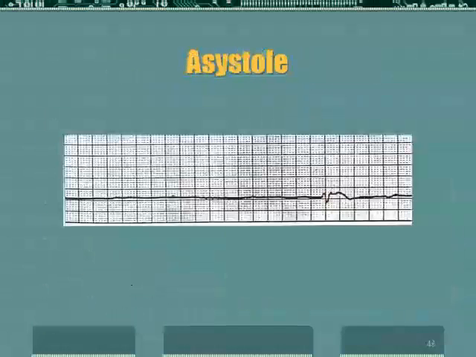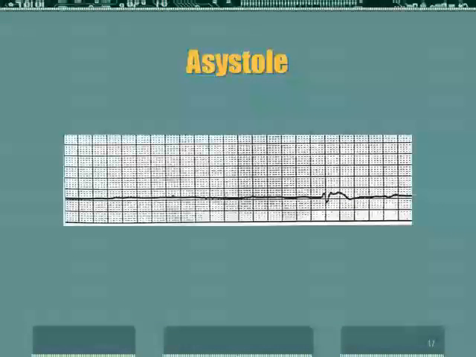This is a depiction of asystole. The ECG tracing is basically a flat line. There's no electrical activity noted at all. The pacemaker cells have essentially failed to work whatsoever. So this patient will be unresponsive, with no heart rate, no pulse, no blood pressure, no breathing or anything like that.